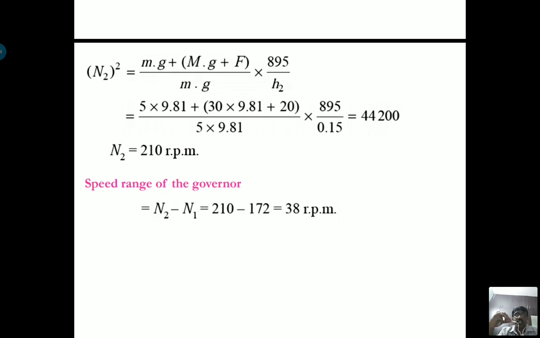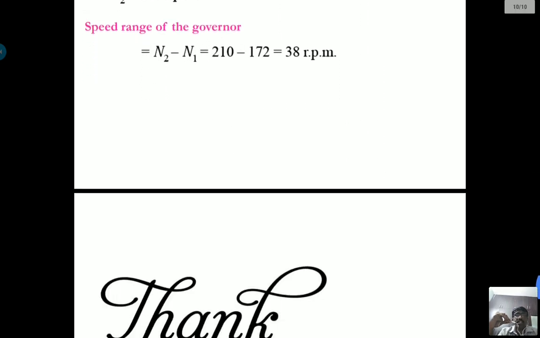So when you substitute all the values in Newton, we will get the N2 square value as 44,200 and the N2 value is 210 rpm. Now the speed range of the governor can be calculated by taking the difference between N2 and N1, which will be equal to 38 rpm.